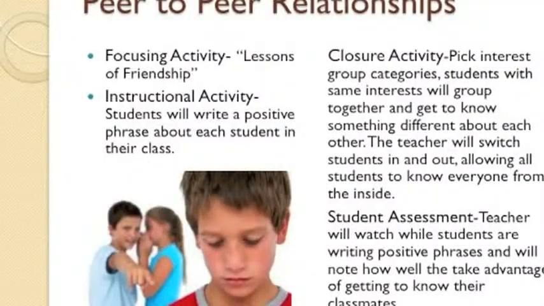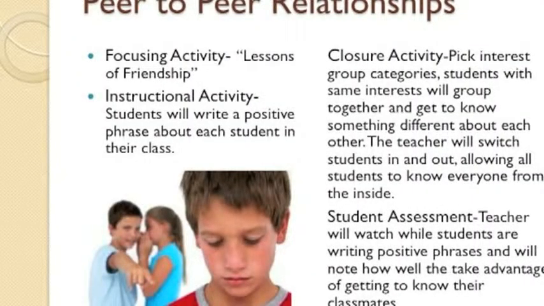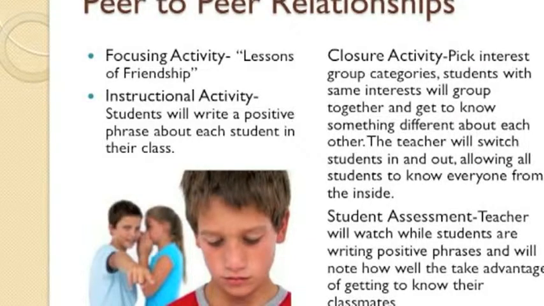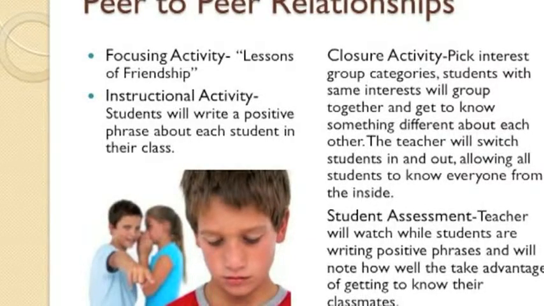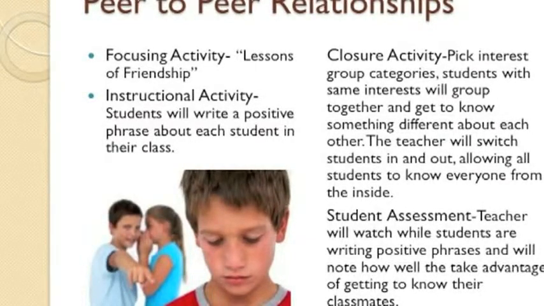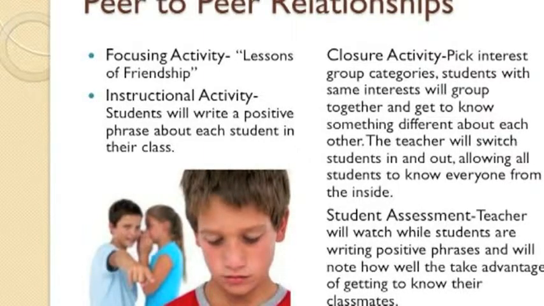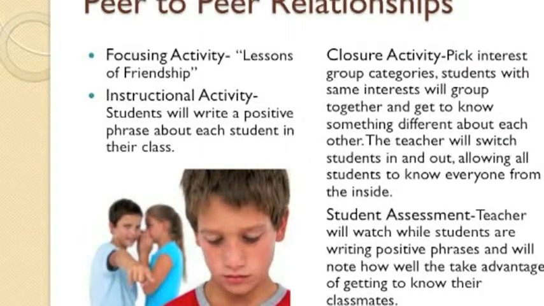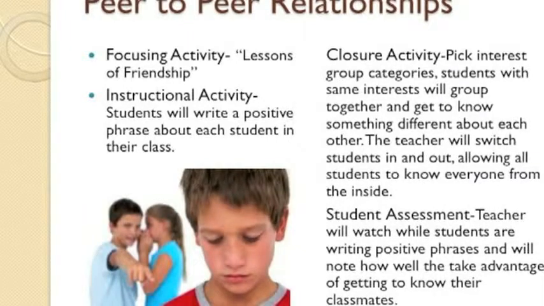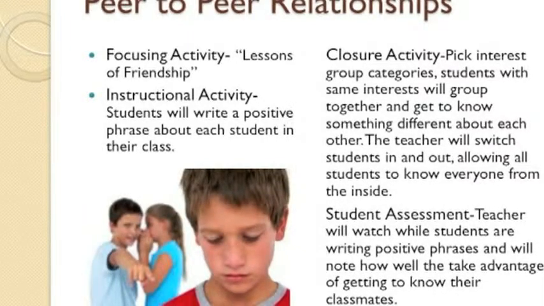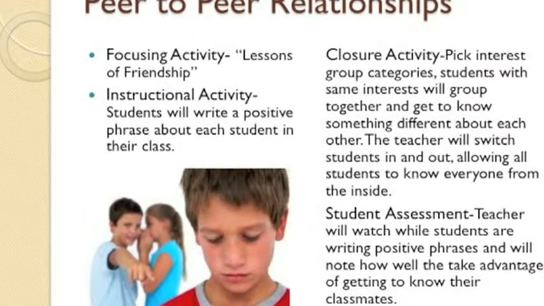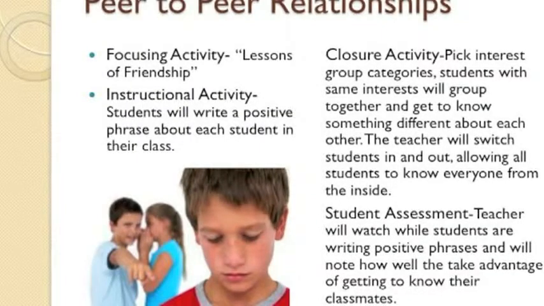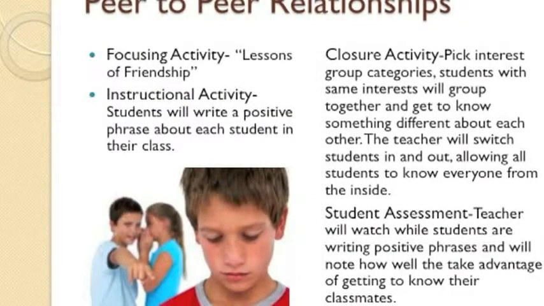And then we have a peer-to-peer relationship. And I actually did this in one of my classes when I was a student in 5th grade, and my teacher read us Lessons of Friendship out of the Chicken Soup for Teenage Soul book. And then she told us all to write our name down on a piece of paper, and each student would go around the class and write a positive short phrase about you on your piece of paper, just to boost your self-esteem.